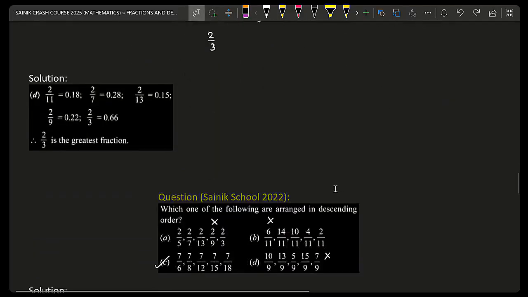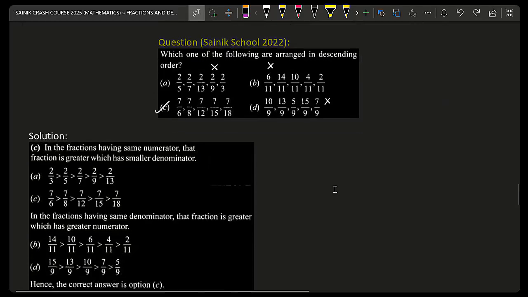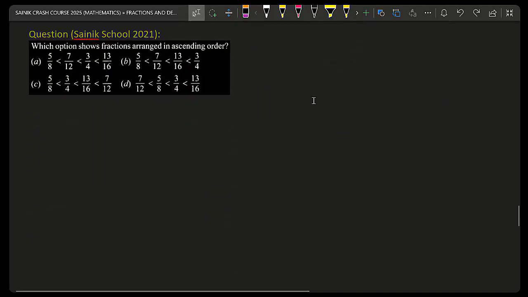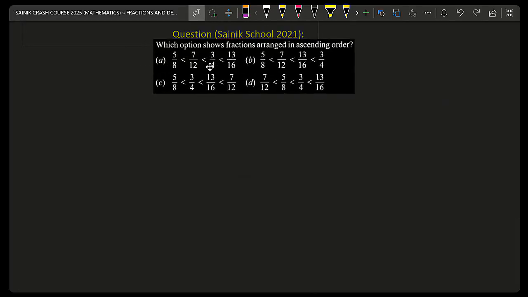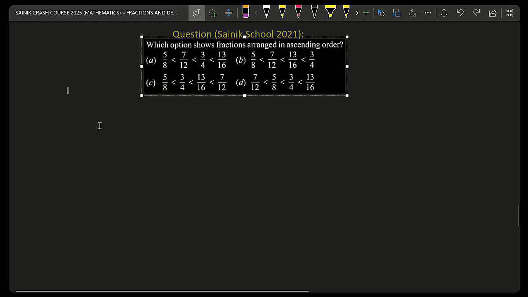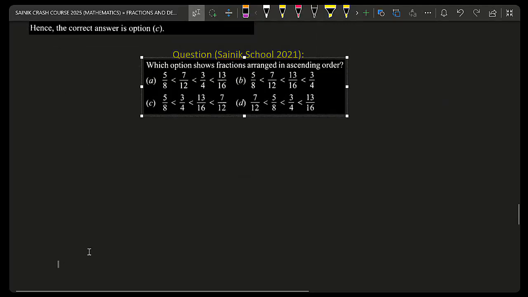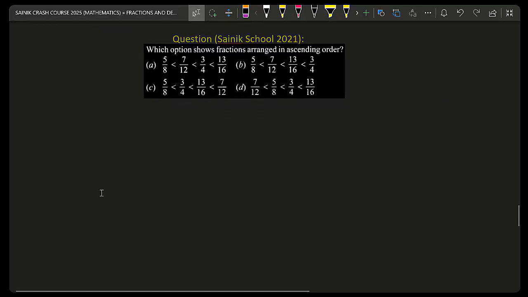So, second question also, I hope no doubts are there. Next question. This is your next question, and it came in 2021. Which option shows fractions arranged in ascending order? So the same fractions are there in all the options and we want the correct ascending order.